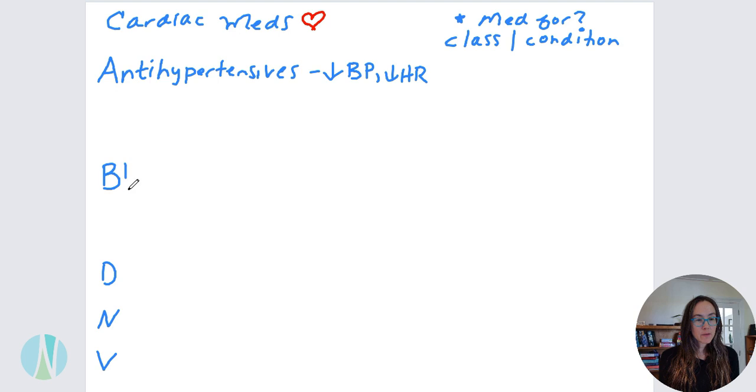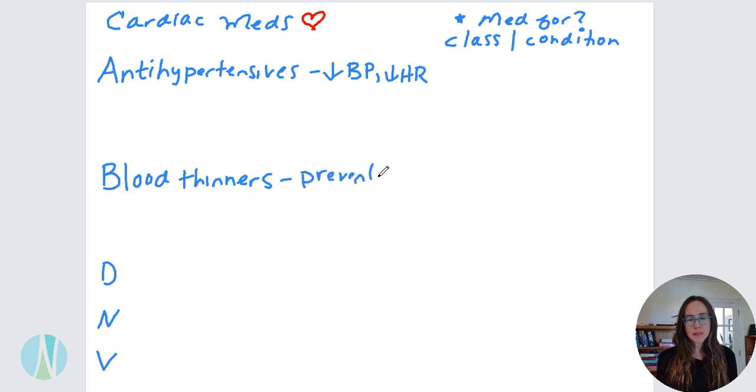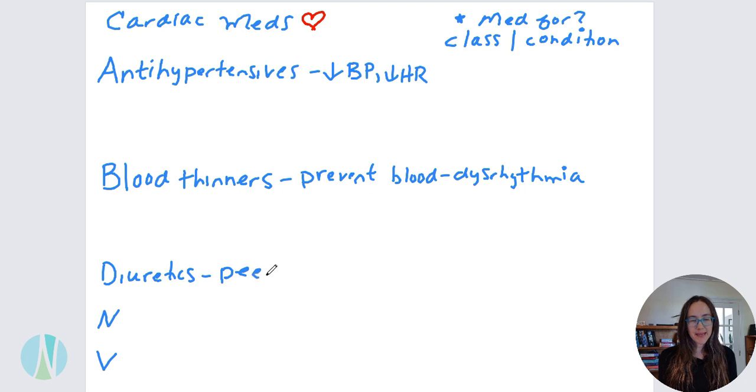Now with B, we have our layman's term of blood thinners. Now what are those for? Well, they thin the blood. They prevent blood clots. And of course, this is for patients who have cardiac issues. So for an example, if someone has a dysrhythmia, it puts them more at risk for blood clots. D is your diuretics. And what are those meds for? Well, they help the patient pee. So if they have a lot of edema or they're in fluid volume overload.